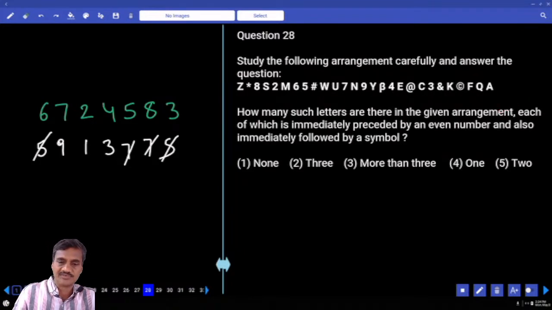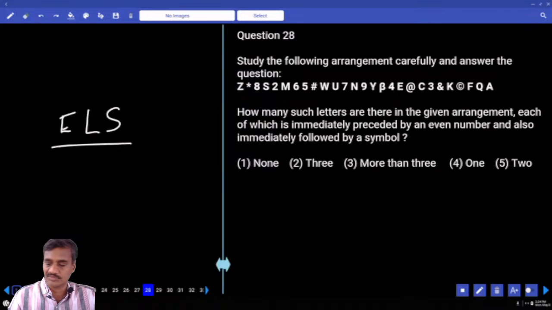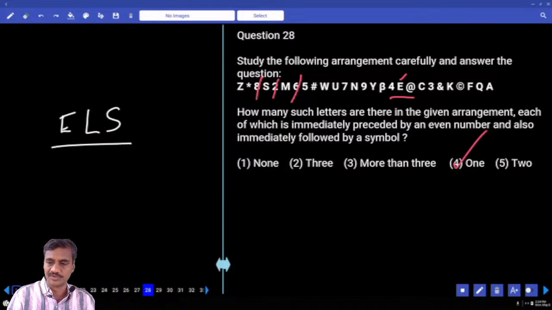28. Now in the given sequence, how many such letters are there, each immediately preceded by an even digit and followed by a symbol? Hence, even, letter and a symbol. Even, letter and symbol; even, letter but not symbol; even but not letter; and even, letter and a symbol. Are you getting any answer here? None. 28 is choice 1. Even, letter and a symbol: where can I have this one? 4 and E is a letter followed by a symbol. Choice 4, question number 28.